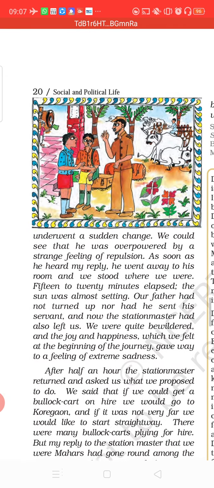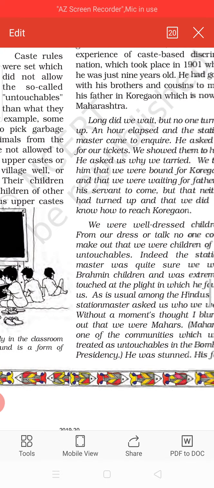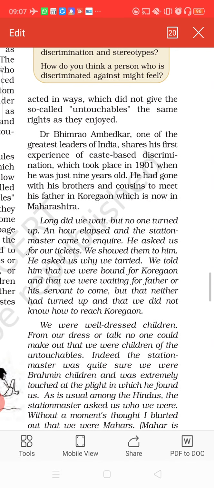So here Bhimrao Ambedkar has shared one of the incidents which he had faced when he was just 9 years old. He said that he went to the station with his cousins and his brothers. He was waiting for his father or his servant to come, but because they were dressed properly, the station master, when he came to inquire, couldn't assume that they were from a family of Mahars who were considered untouchables.